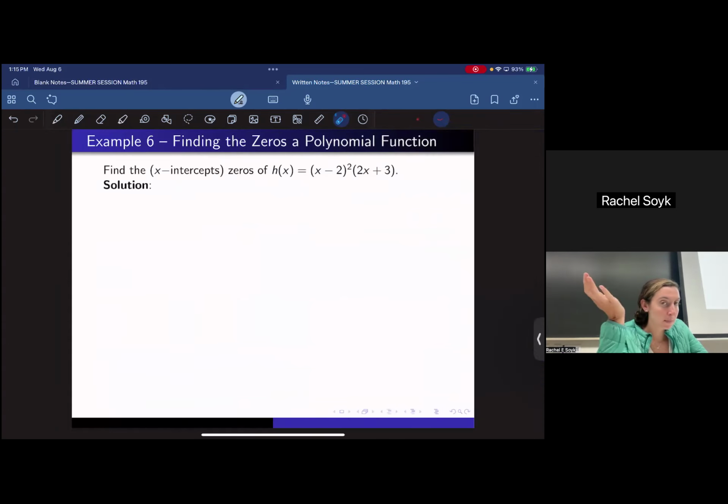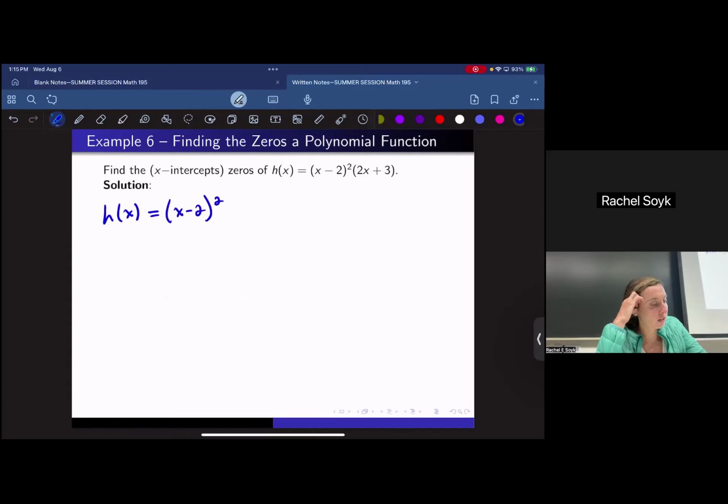Okay. Example 6, we want to find the zeros of this polynomial. We're given h of x is equal to (x minus 2) squared times (2x plus 3). So zeros is just a synonym for x-intercepts, also known as roots. All we have to do is, it's already factored, so we're very lucky. We just have to set each of the parentheses equal to 0.